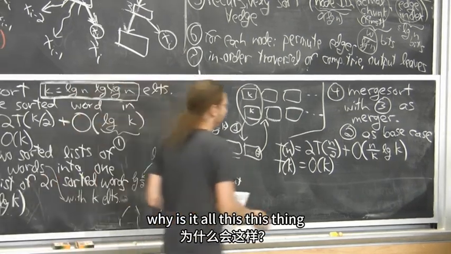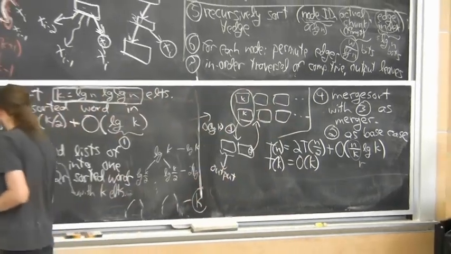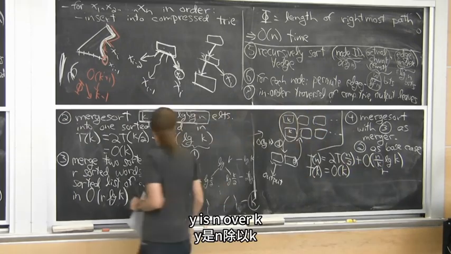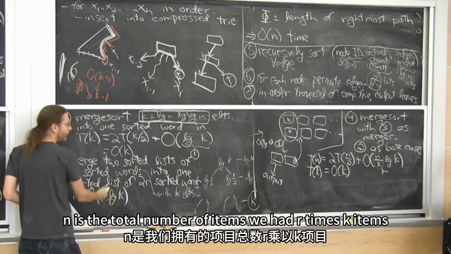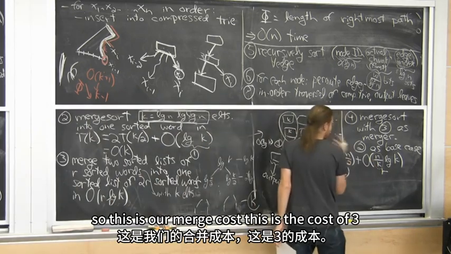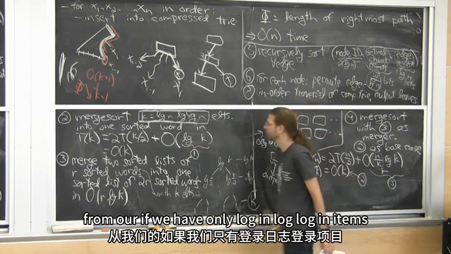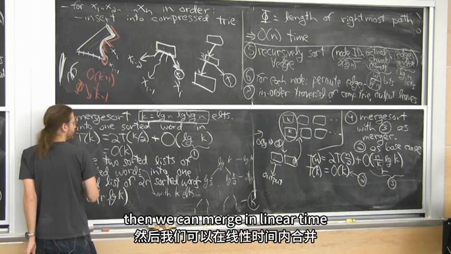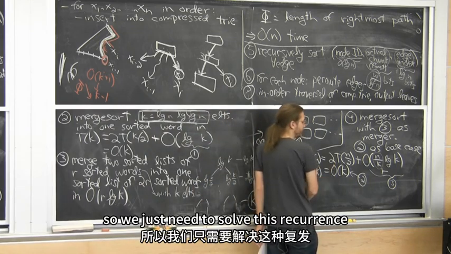Why is it all this? Okay, this thing is r. So we have r log k to do a merge. R here is n over k. Why is it n over k? Because n is the total number of items. We had r times k items, so n equals rk. So r equals n over k. Okay, that's that. So this is our merge cost. This is the cost of 3. This is the cost of 2. From our, if we have only log n items, so k items, then we can merge in linear time. Or sorry, we can sort in linear time. So we just need to solve this recurrence.